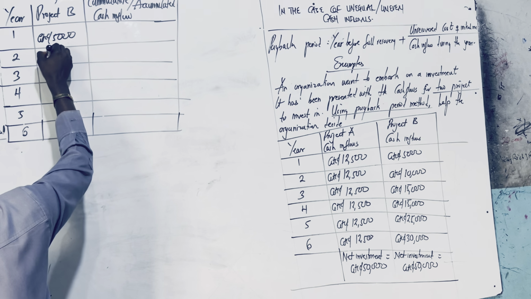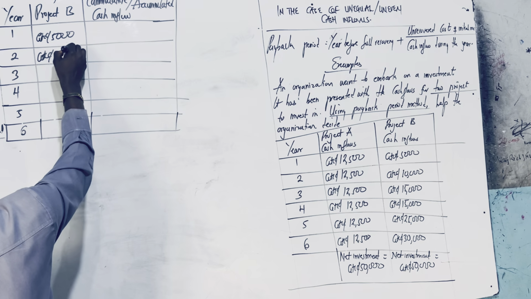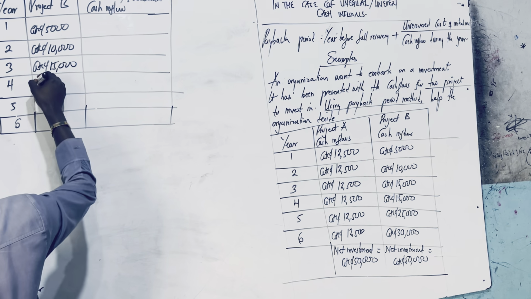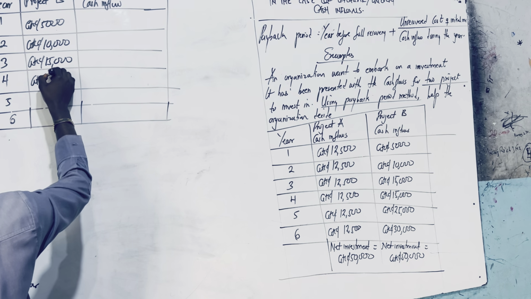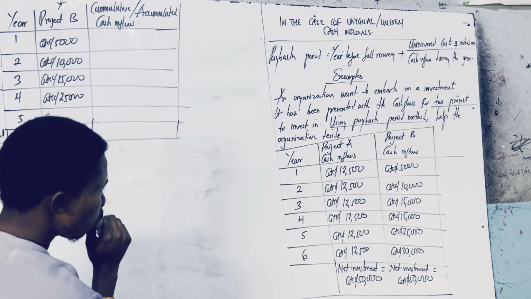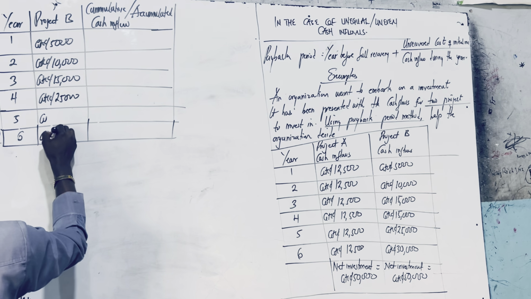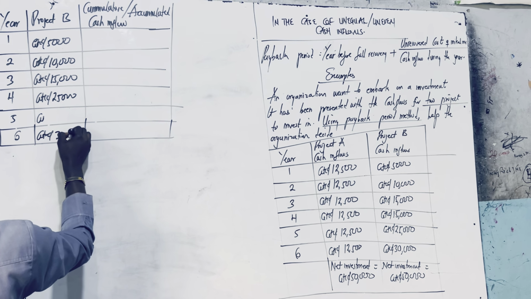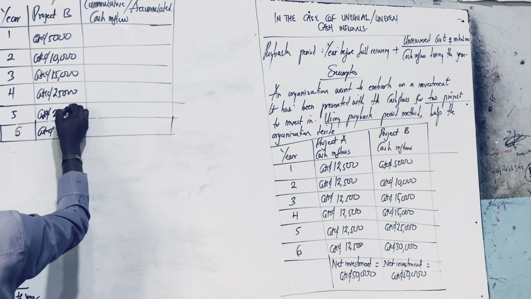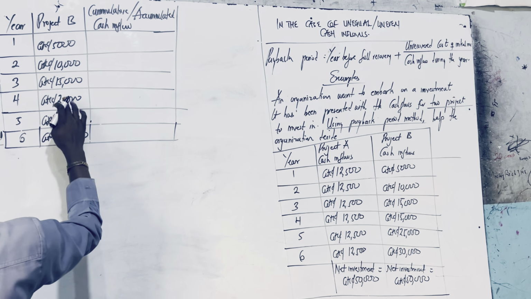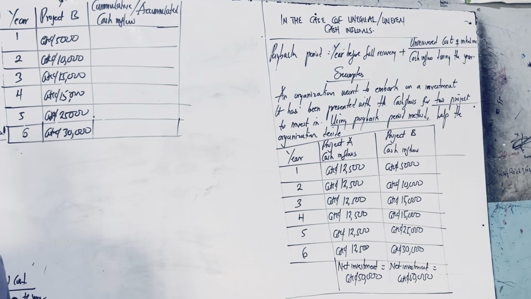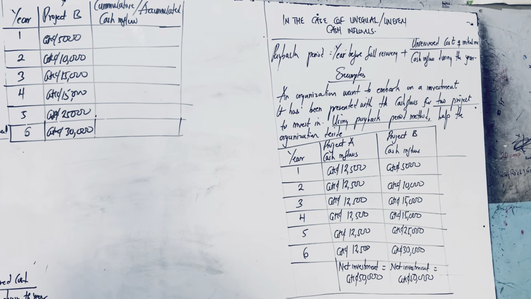Year 1 is giving us 5,000. We said that year 2 is going to give us 10,000. Year 3 is going to give us 15,000. And then year 4 is going to give us 25,000. Year 6 will give us 30,000, and then this will give us 25,000. Then we have here also 15 thousand.